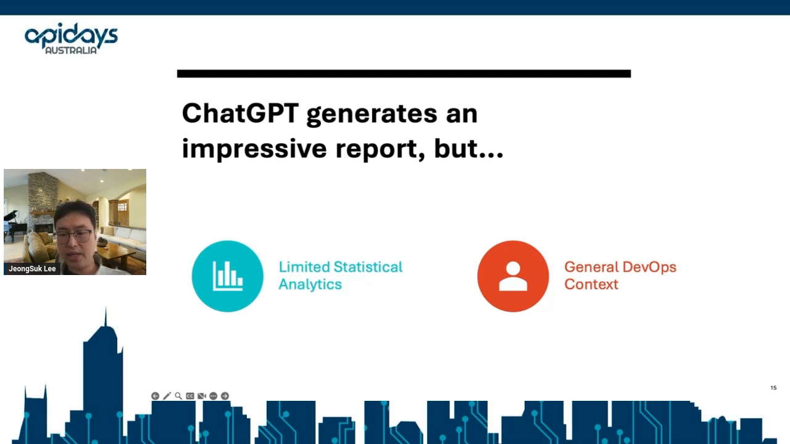The second limitation is the general DevOps context. As I mentioned earlier, many companies hesitate to provide their own information from their ecosystem. That's the reason why ChatGPT only uses general DevOps references from the internet, then starts to write the report with general consensus.